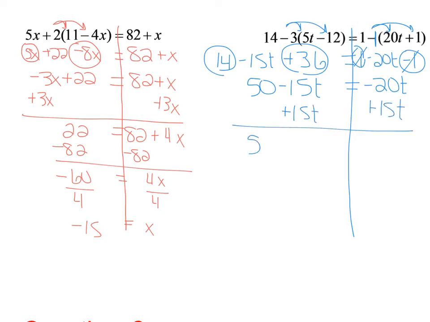And I get 50 equals negative 20t plus 15t is negative 5t. Divide both sides by negative 5, and t is negative 10. There's multiple ways to get there and still get the right answer as long as the steps you use are correct.